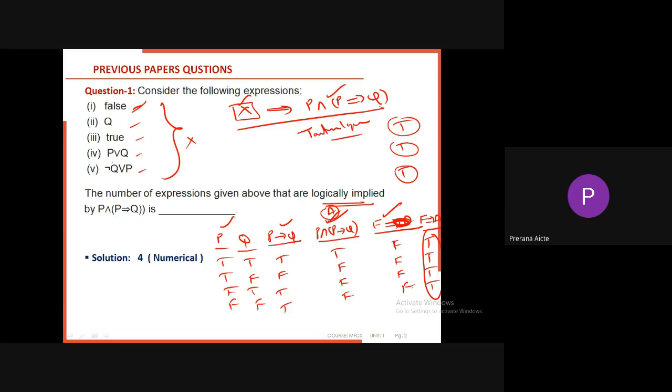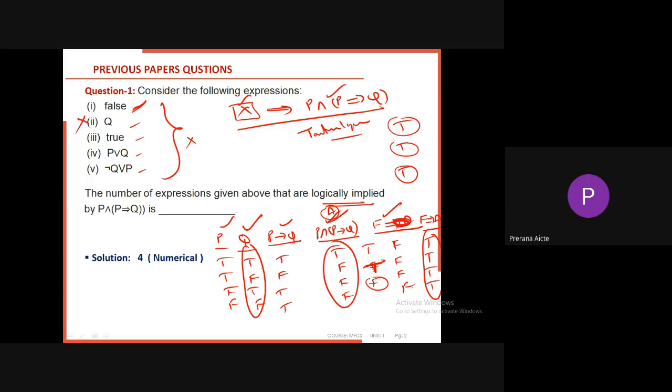Similarly, if I consider Q in the place of X, we have Q and this P and P implies Q. Between this one and this one we need to find out whether we get a tautology or not. True true gives true, false false gives true, true false gives false. Sorry: true implies true is true, false implies false is also true, and true implies false gives false. So here Q will not give a tautology, a false will appear.